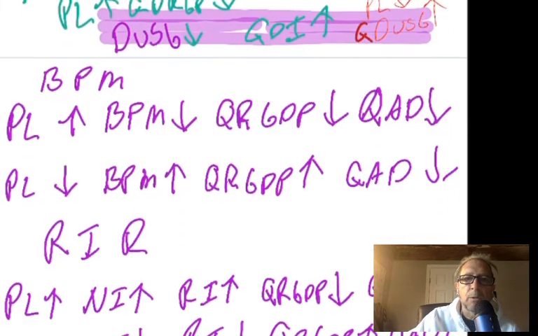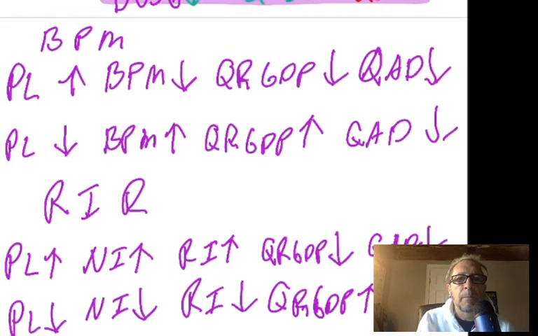I made this little chart right here. Hopefully you'll find it helpful. I'll run through it really quickly. So if the buying power of money changes, the price level increases, buying power of money decreases, quantity of real GDP decreases, quantity of aggregate demand decreases. The opposite happens with the price level dropping.